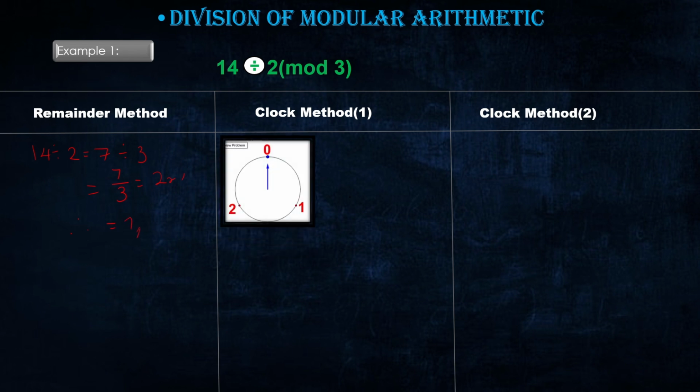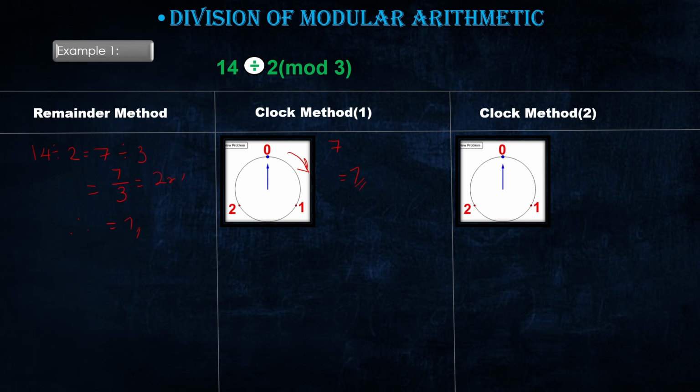Clock method 1, 14 divided by 2, we said it's 7. 7 will go around the clock twice and end on 1. So the answer will be 1. Clock method 2, 14 is equal to 2 using the clock. 2 is equal to 2 using the clock. 2 divided by 2 is 1/1, which is the same thing as 1. And 1 divided by our mod 3 is 0 remainder 1. We take our remainder, so our answer is 1.